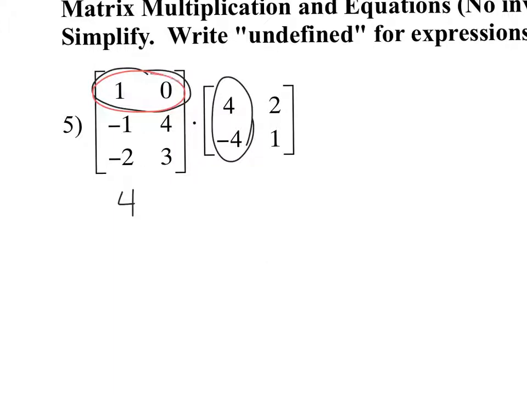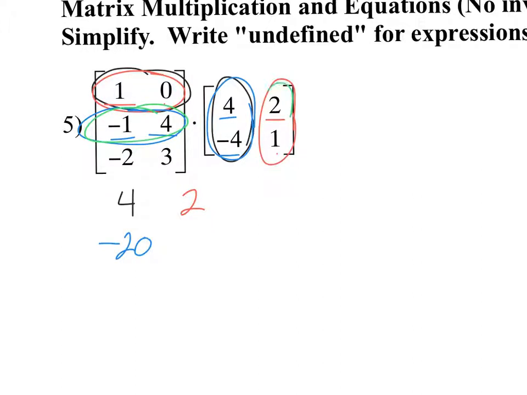I'm going to do row 1, column 2. 1 times 2 is 2. 0 times 1 is 0. I get 2. Okay, I'm going to move on to row 2, column 1. Negative 1 times 4 is negative 4. 4 times negative 4 is negative 16. When I add those together, I get negative 20.